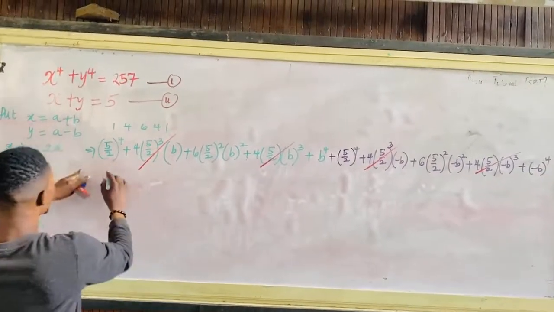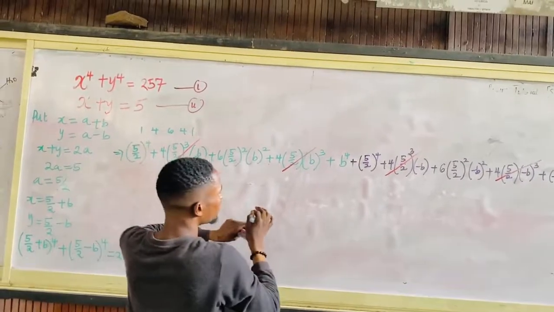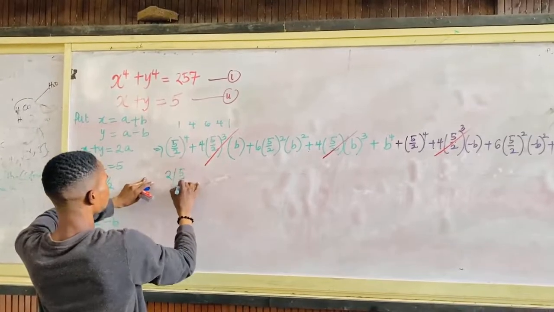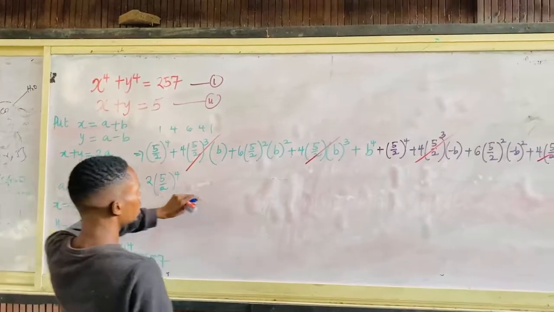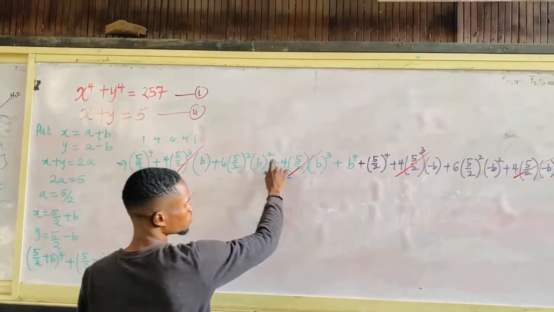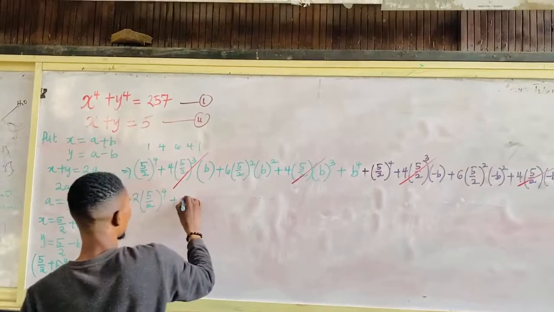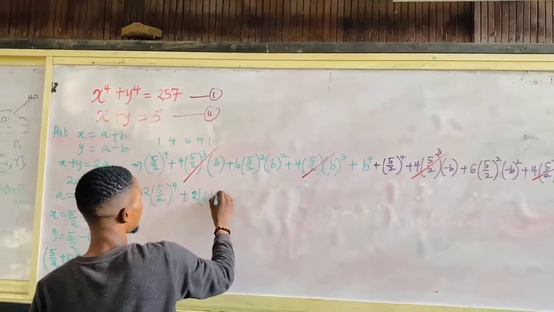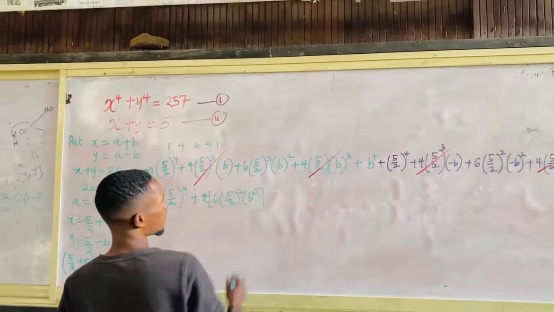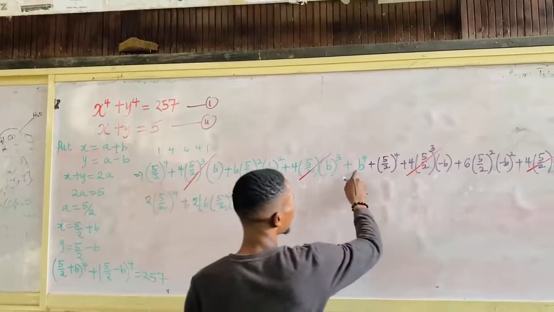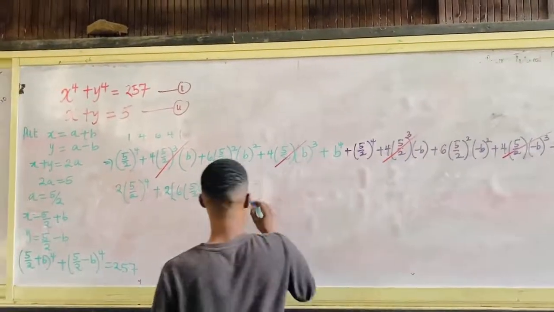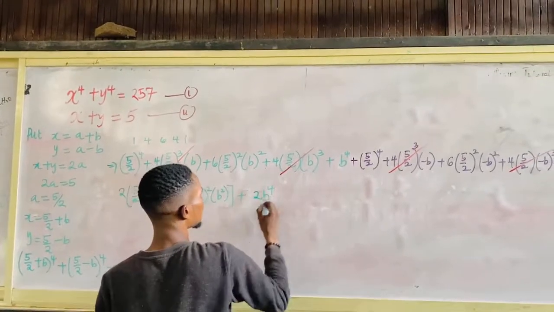So I have 5 over 2 raised to the power 4 and 5 over 2 raised to the power 4. That becomes 2 into bracket 5 over 2 raised to the power 4. Now plus, this is 6 into bracket 5 over 2 raised to the power 2, b raised to the power 2, and the same thing here. That becomes 2 into bracket 6, 5 over 2 raised to the power 2, b raised to the power 2. Now plus b raised to the power 4 and minus b raised to the power 4 is b raised to the power 4. That gives 2b raised to the power 4.